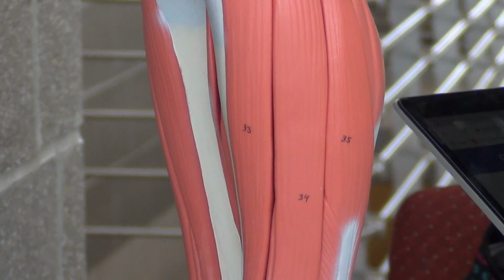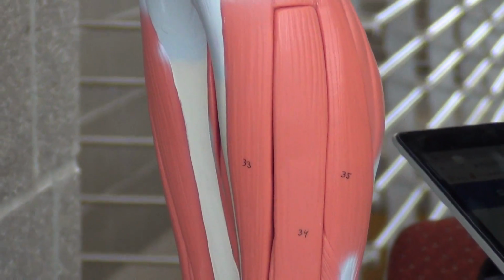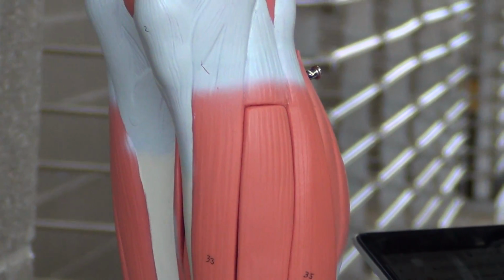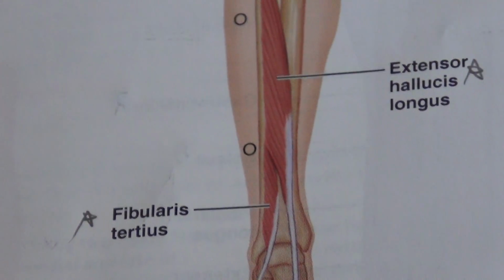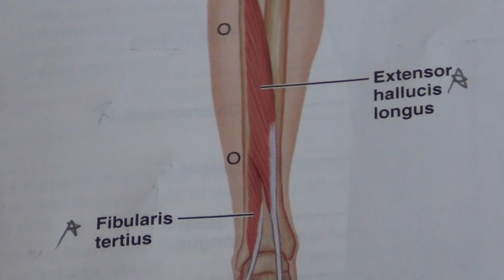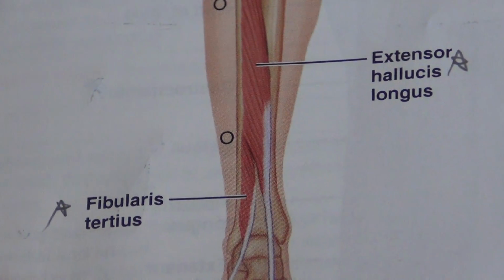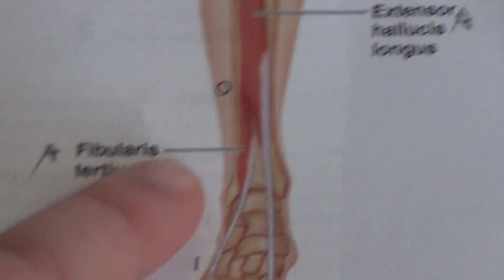Next is the fibularis tertius, and the origin is the fibula and interosseous membrane. The insertion is the fifth metatarsal. The action is it dorsiflexes and everts the foot. So it's right there in the book, right here.